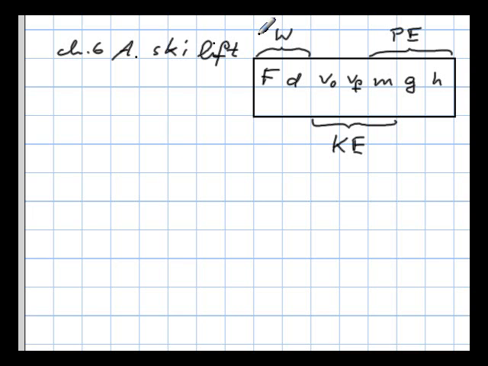75.0 kilogram skier rides a 2,830 meter long lift to the top of a mountain. The lift makes an angle of 14.6 degrees with the horizontal. What is the change in the skier's gravitational potential energy?